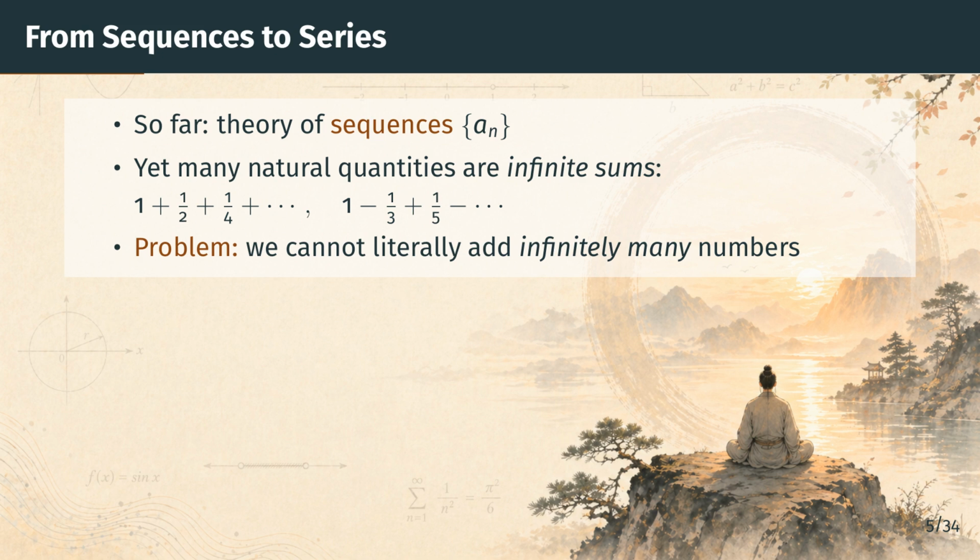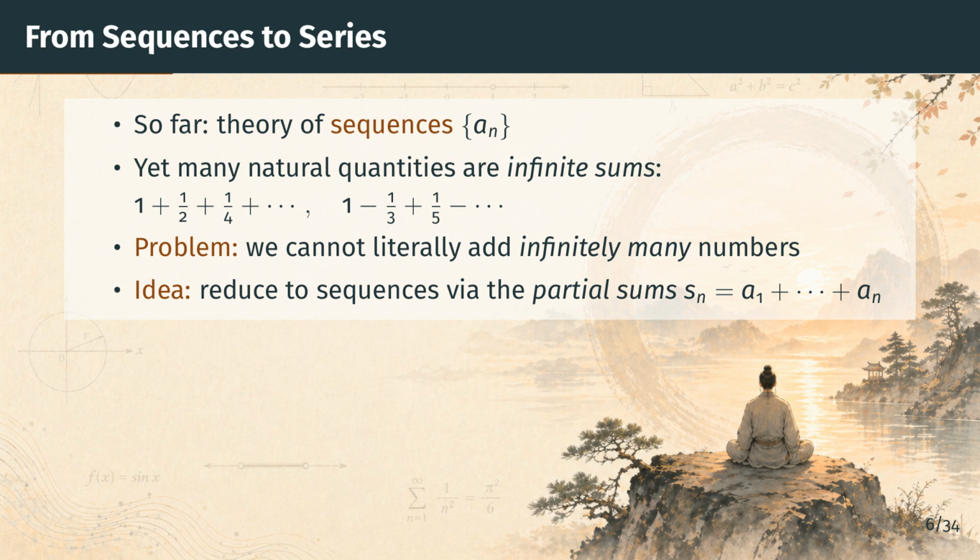There is a basic problem. The plus sign is a binary operation defined for 2 numbers at a time. Adding finitely many numbers extends without trouble, but adding infinitely many numbers is not a single operation we can perform. We need a precise definition of what an infinite sum even means.